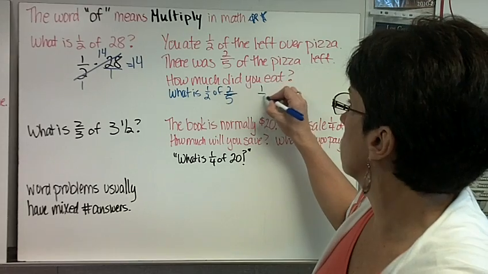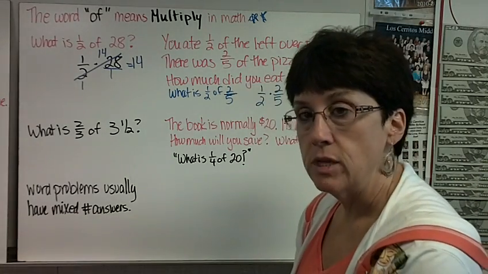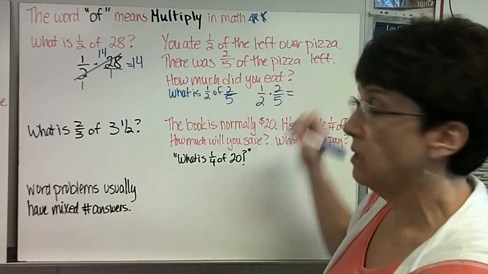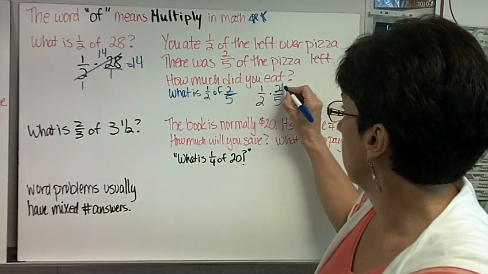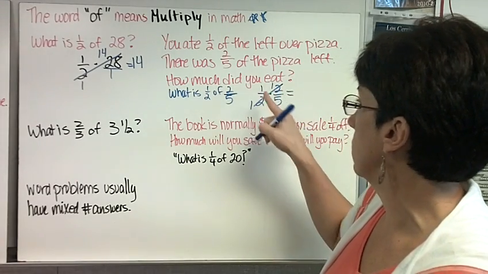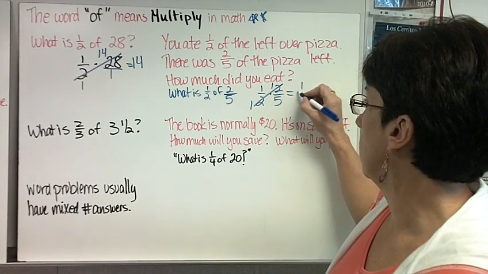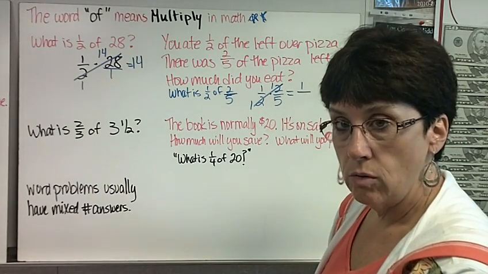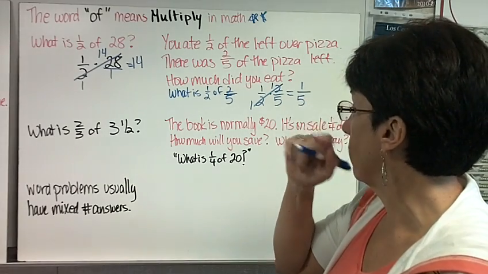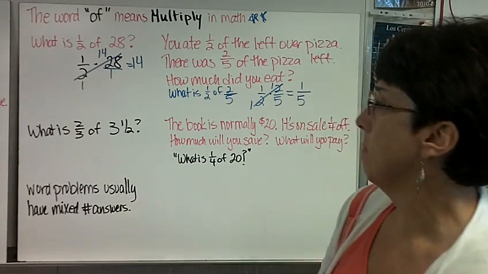So that's the same as 1/2 times 2/5, because "of" means multiply. Now, they're both positive, so my answer will be positive. I can simplify. There's a common factor of 2. 2 goes into itself once, 2 goes into itself once. Multiply the numerator. 1 times 1 is 1. Multiply the denominator. 1 times 5 is 5. So you ate 1/5 of the pizza, which makes sense. If there's 2/5 left, half of it would be 1/5.